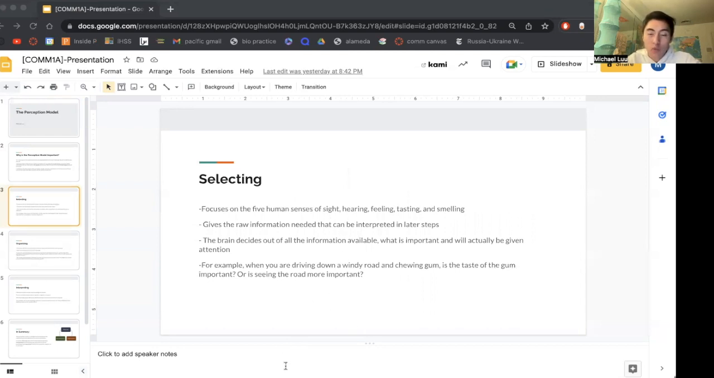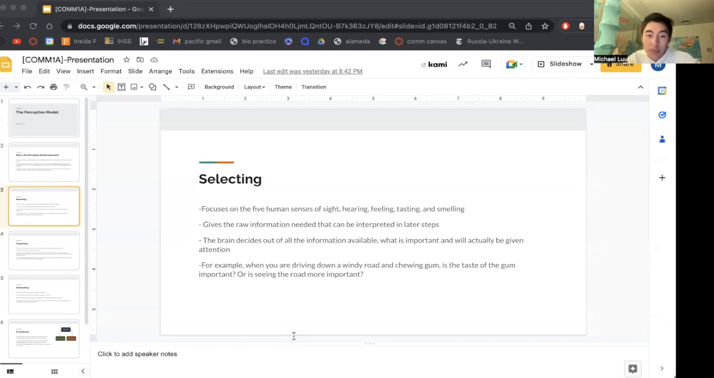Selecting involves deciding what stimuli around us are important and should be given our attention. Stimuli are received through the 5 senses of smell, feeling, sight, hearing, and tasting. At all times, we are receiving input from all these 5 senses, but it is not always relevant. For example, if you are driving on a windy road and chewing gum, the taste of gum is most likely not something you're thinking about, even though it is sending signals to your brain via taste buds. Our brain decides what stimuli should be given attention out of all the possible stimuli in our environment.